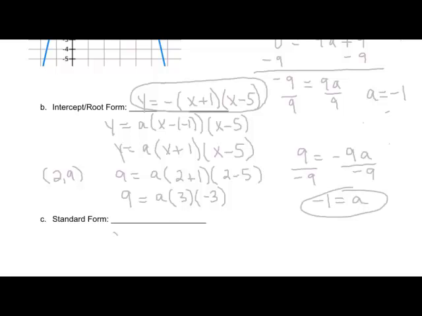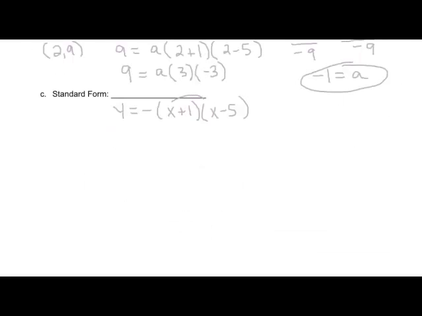So I'm going to start with y equals negative 1 times x plus 1 times x minus 5. And we're simply just going to multiply this out. I'm going to start by foiling or distributing, whichever way you like to think of it. So x times x is x squared. x times negative 5 is negative 5x. 1 times x is x. And 1 times negative 5 is negative 5.